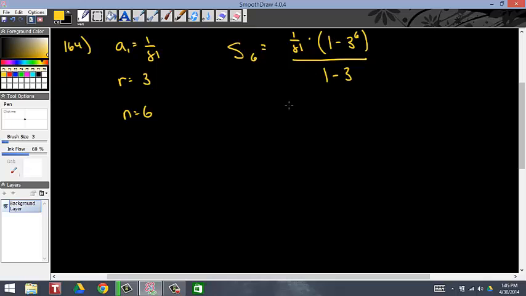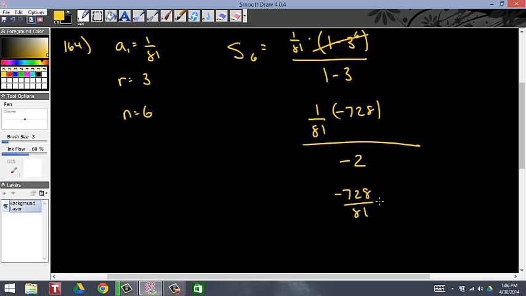729. So we have 1 minus the answer. So all this stuff here is going to become negative 728 all over 1 over 81 divided by negative 2. So let's see, if I divide that by 81, I'm not going to get a whole number, am I? Nope. Okay, so I'm going to make this a fraction. Negative 728 over 81 times negative 1/2. So I get positive 364 over 81. Can that be divided? It cannot be. Done.